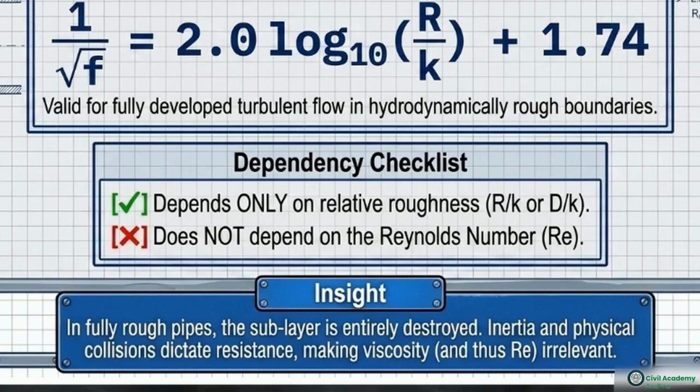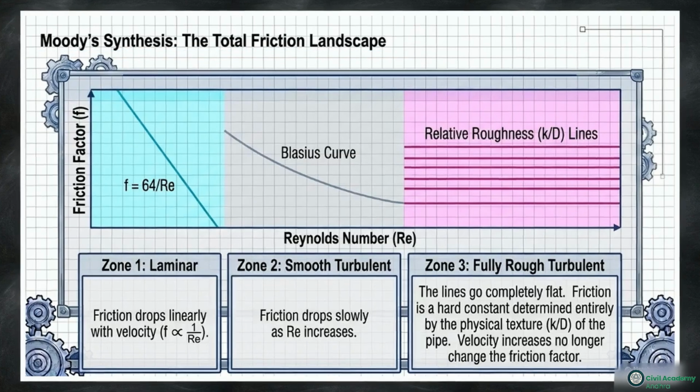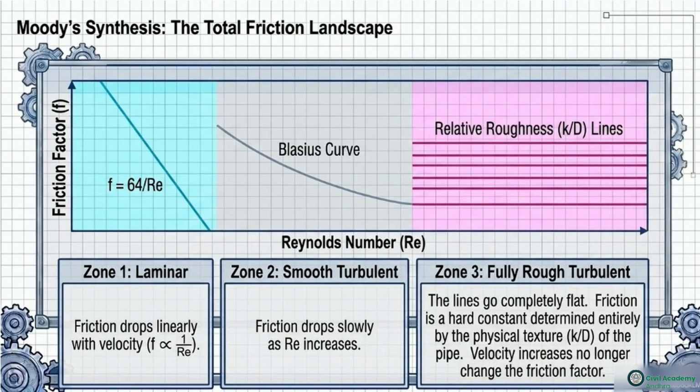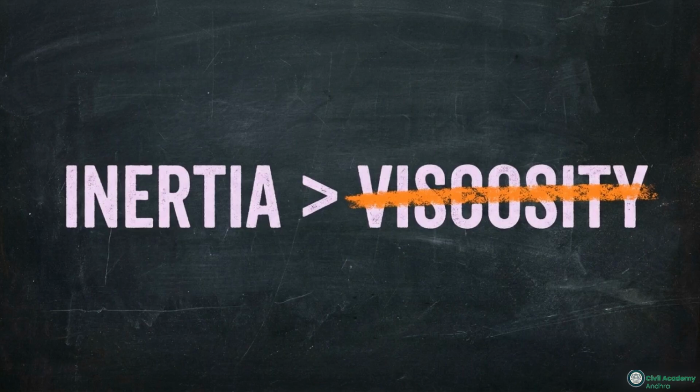This chart, Moody's synthesis, consolidates these individual empirical equations into a single graph. In Zone 2, the smooth turbulent region, we see the downward-sloping Blasius curve, where friction decreases as the Reynolds number increases. In Zone 3, the fully rough turbulent region, the lines go flat. Because the sublayer is gone, friction is tied to the physical wall texture, and further increases in velocity no longer change the friction factor. These flat lines prove that, at extreme velocities, inertia renders viscosity irrelevant to pipe friction.